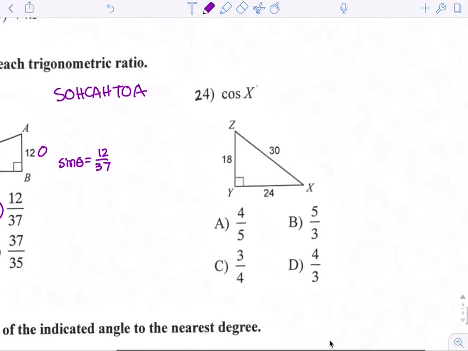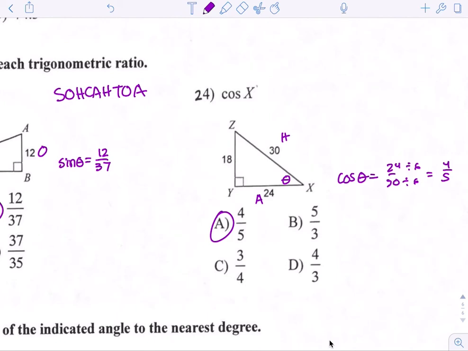For this one, it says cosine of x, so your theta is right there. To find cosine, cosine is adjacent over the hypotenuse. So cosine of theta is equal to adjacent over hypotenuse, which is 24 over 30. Divide both top and bottom by 6. 4 over 5. It's A.